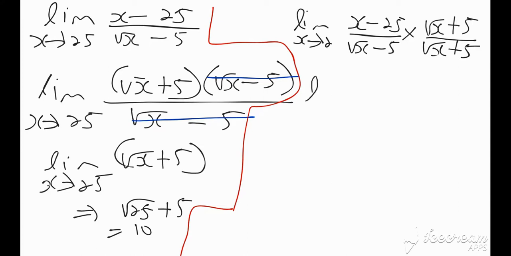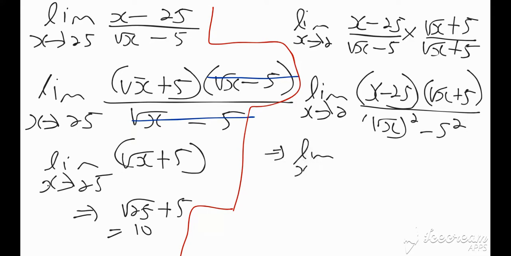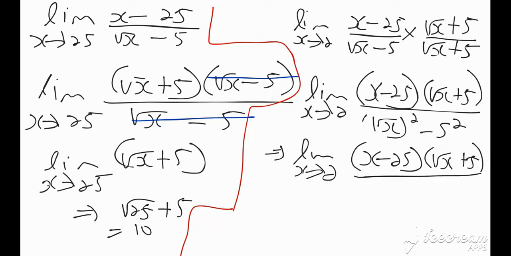So this becomes the limit of, I'm going to have x minus 25 here, which I'm going to keep in a bracket. I'm going to have root x plus 5, which I'm going to keep by itself as well. In my denominator, I have the difference of two squares. So I could say root x squared minus 5 squared. Let's break this down. So we have a limit, so it's 2. In my numerator, I still have x minus 25, and I'm not going to expand this bracket because I need something to be cancelled out. And I have root x plus 5. But in my denominator now, root x squared is just going to be x, and 5 squared is going to give me 25. Now we see things that look alike.